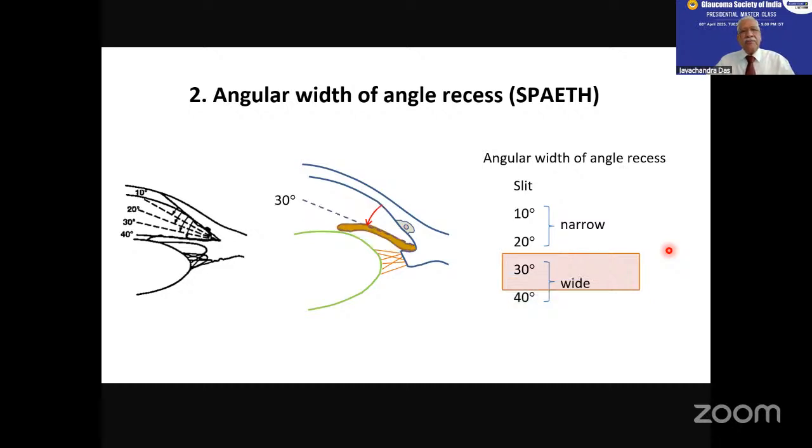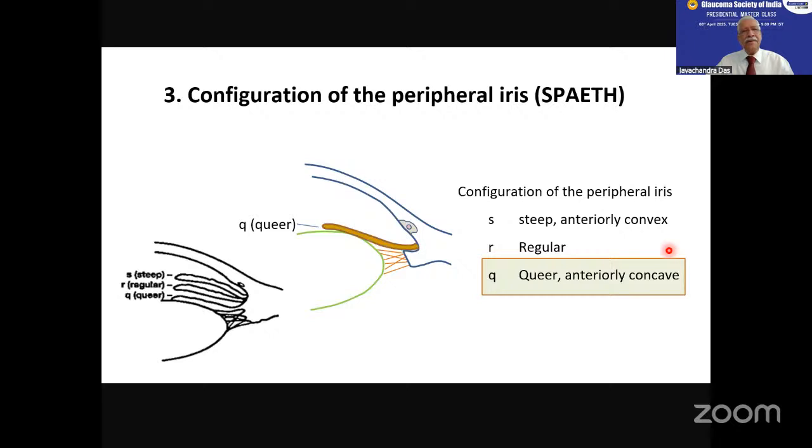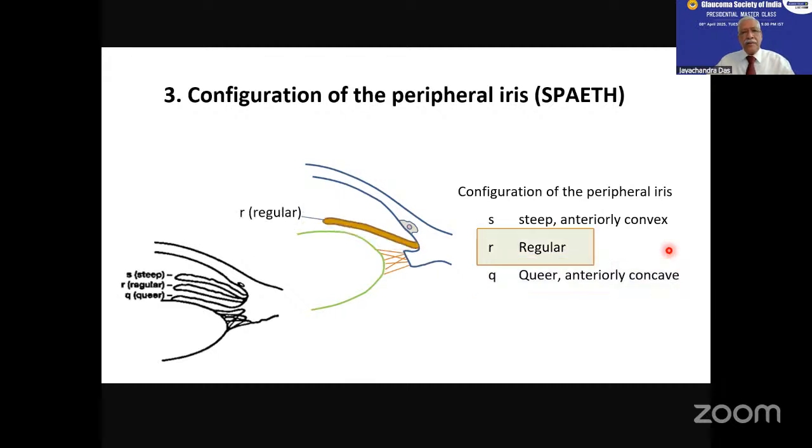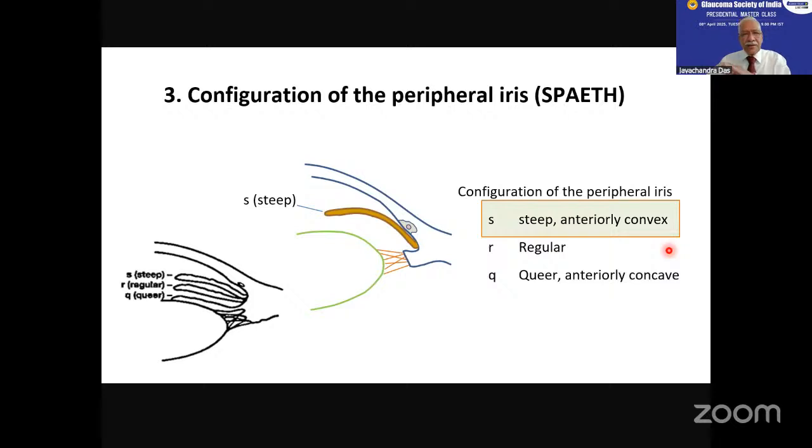The second parameter is the angular width, like this: 40, 20 and 10. The third parameter we are including is the configuration of the peripheral iris. The configuration may be queer, that means concave posteriorly, or it may be regular, or it may be stiff. So the iris configuration may be of these types. You must note whether the peripheral iris configuration is stiff, regular, or square type.